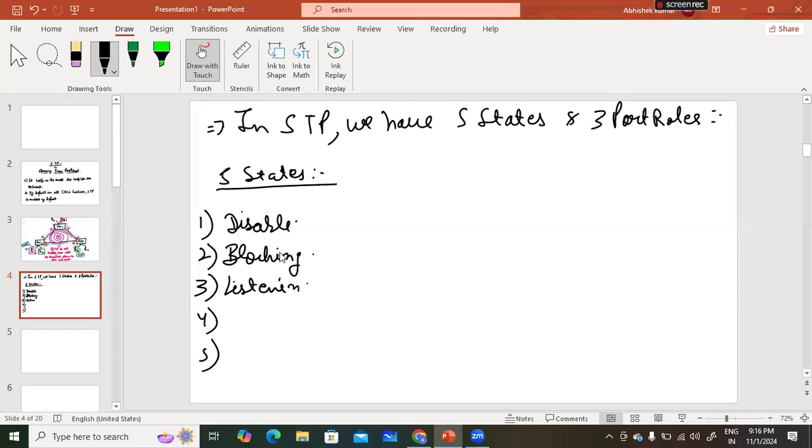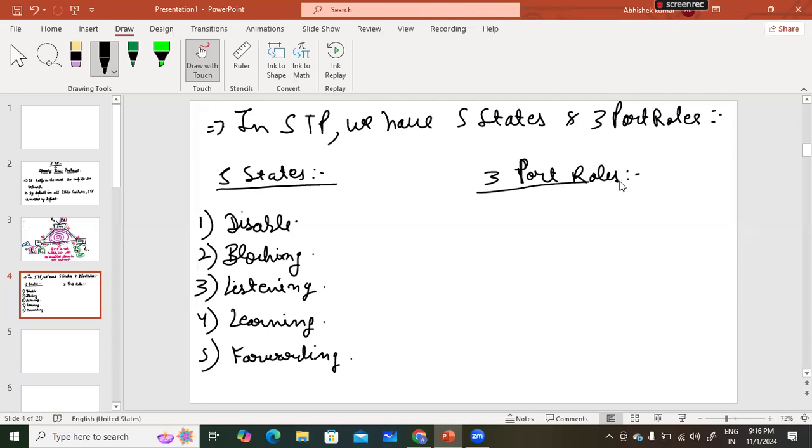And these are the 5 states: disabled, blocking, listening, learning, and the last one is forwarding. These are the 5 states in STP. We have to understand the meaning of each and every state. And the port roles I'm talking about, there are 3 port roles.